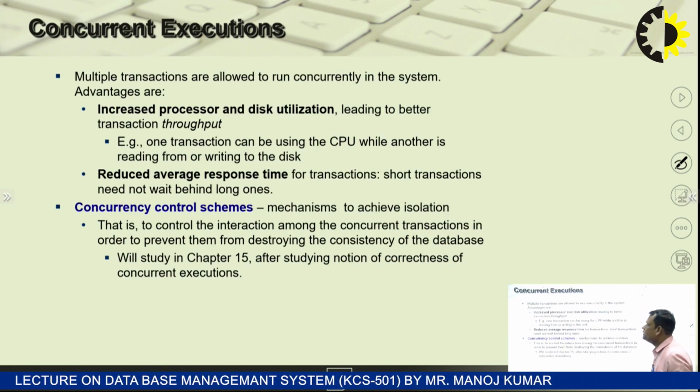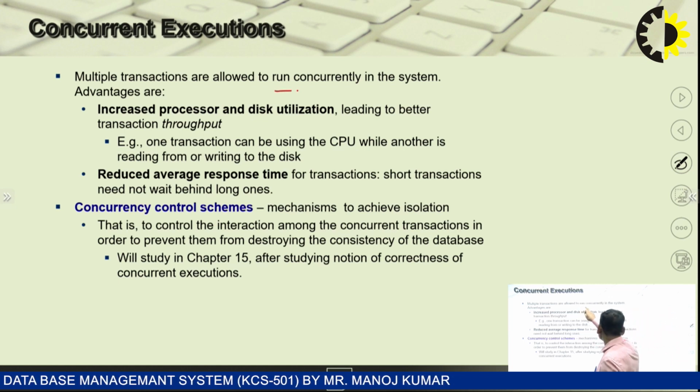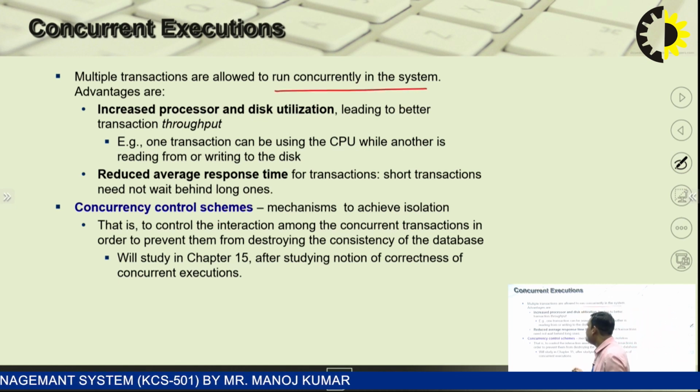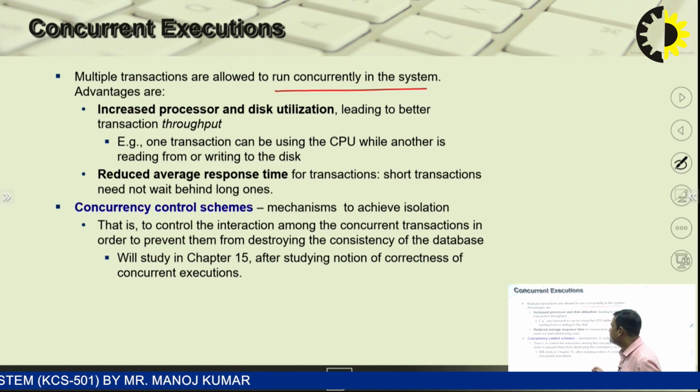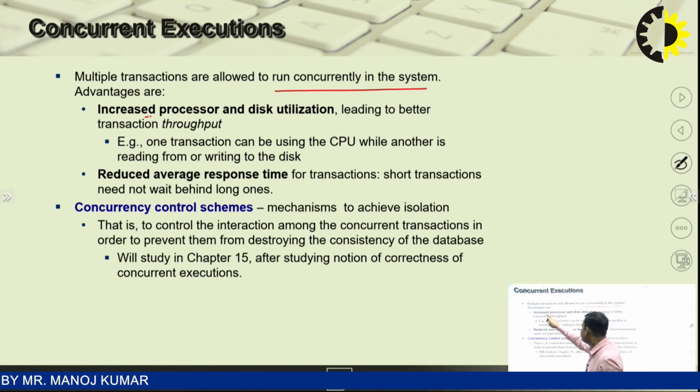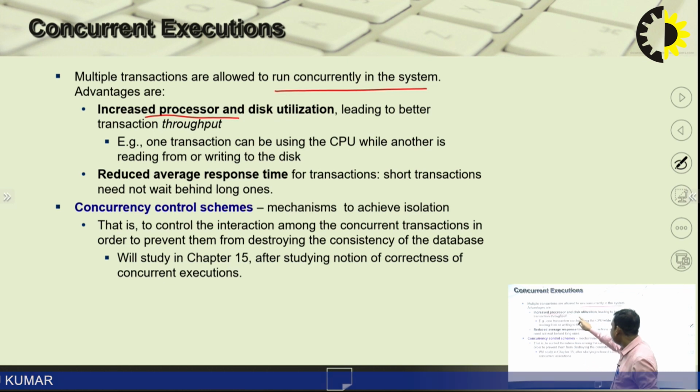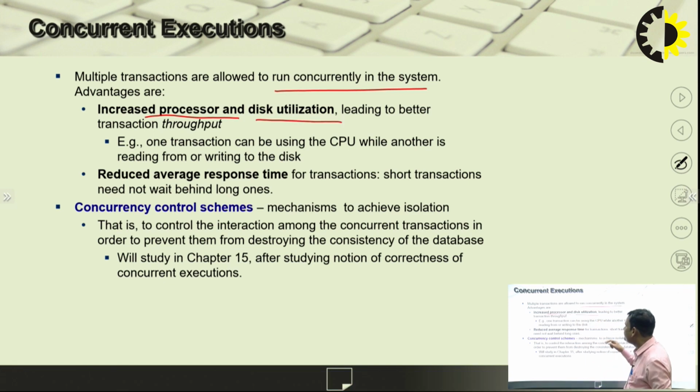Concurrent execution: multiple transactions are allowed to run concurrently in the system. Advantages of concurrency of transactions: increased processor and disk utilization, leading to better transaction throughput. One transaction can be using the CPU while another is doing read or write operations on the disk. It also reduces the average response time.